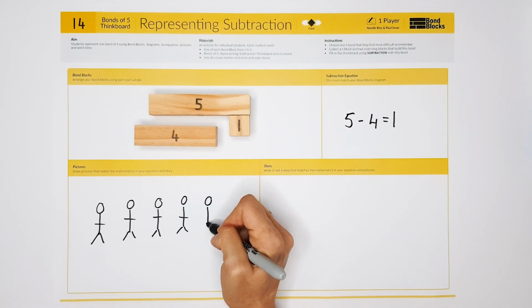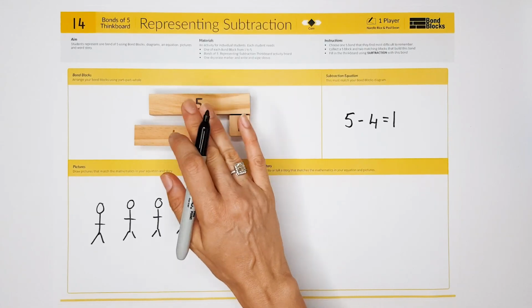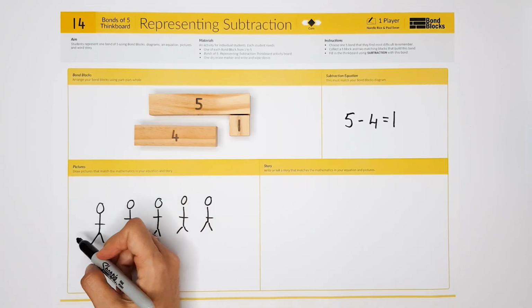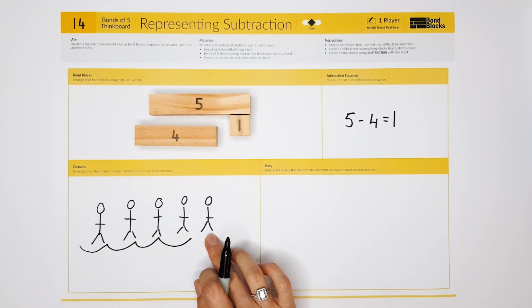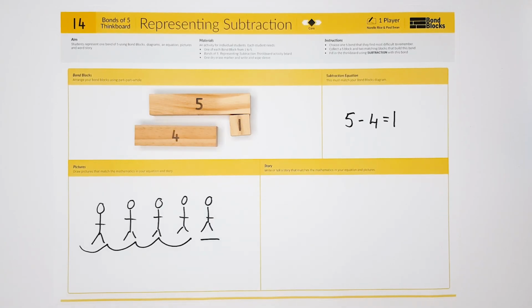So there were 5 children at the beach. 4 of them went into the water for a swim. There's my 4. This left 1 of them staying on the beach. So I can check it. I have my whole of 5. I have my part of 4, the children who went in the water, and my part of 1, the child who stayed on the sand.